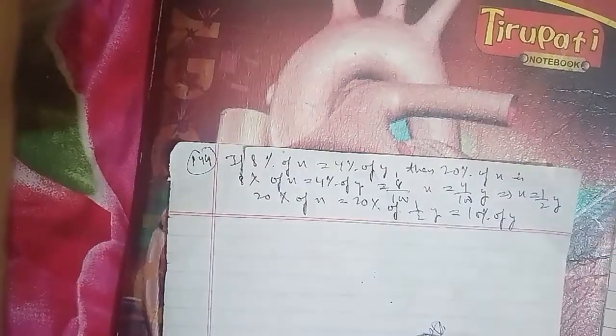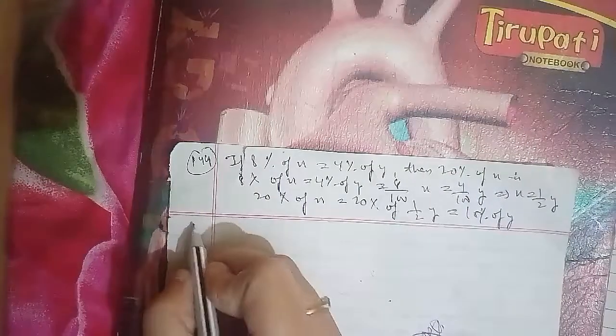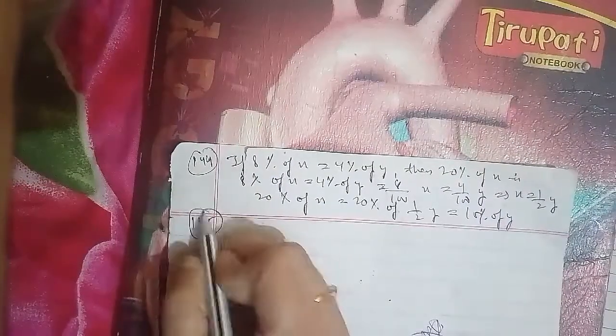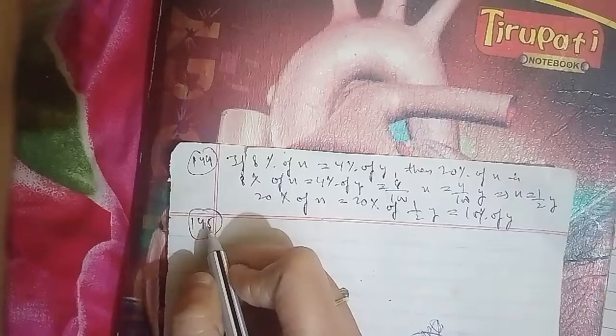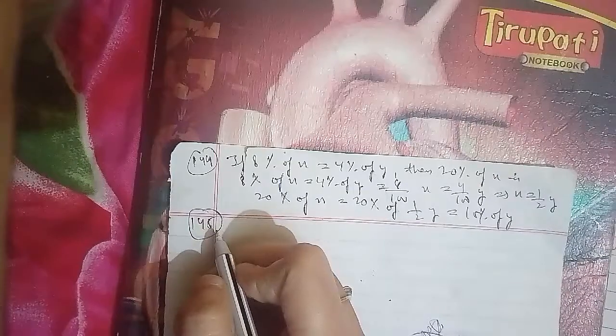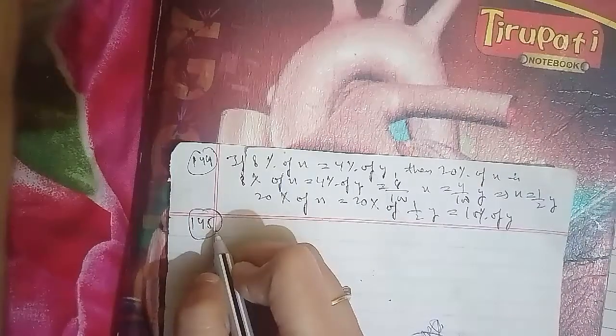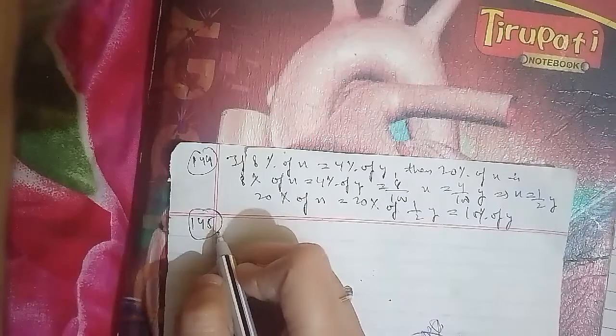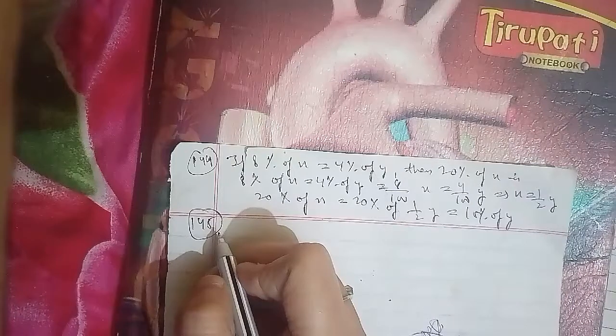Now we'll go ahead with the next question, and hopefully it will be the last question of the session, the 145th question. The question is: if 20% of A is equal to B and 40% of B is equal to C, then 60% of A plus B is? The options are 30% of C, 60% of C, 75% of C, none of these. Let's go ahead.